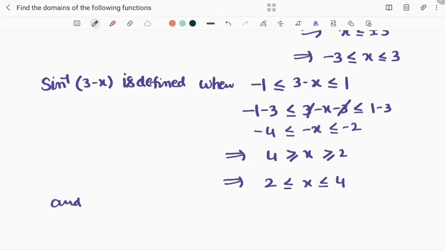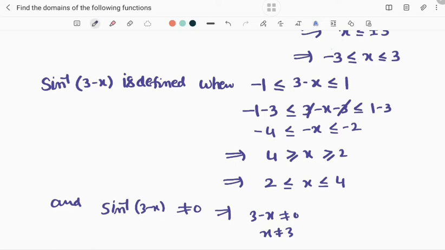(3 - x), which is in the denominator, should not be equal to 0. So sin inverse of (3 - x) should not be equal to 0. That implies that 3 - x is not equal to 0. So x is not equal to 3.